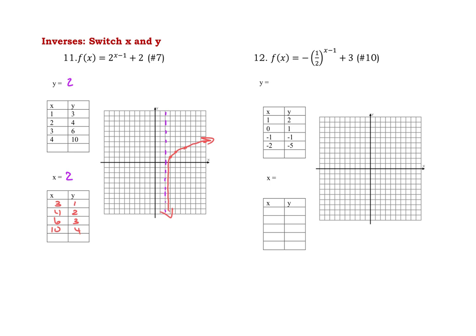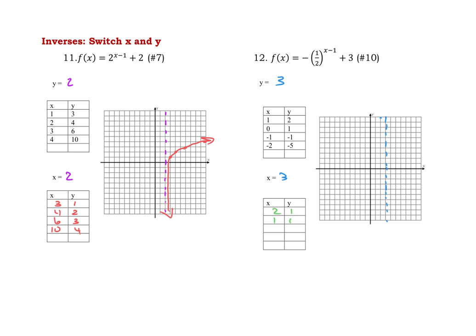Now we're going to do the next one. Again, I already have the points written in. My asymptote here is y equals 3, so now I'm going to have x equals 3. All we do is whatever is x becomes y, whatever is y is x. Now let's inverse the points. 1, 2 becomes 2, 1.